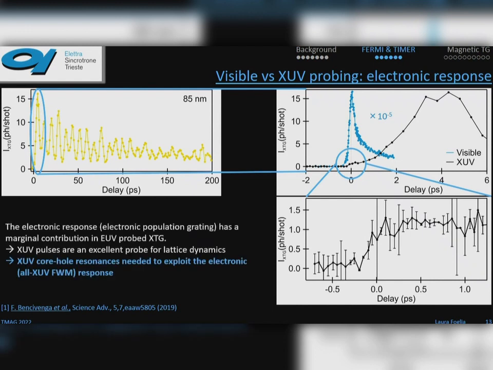So what we learn from here is that, in some sense, by playing with resonances or non-resonances, we can decide what we are probing. We can probe the lattice or the electrons, and core hole resonances are needed in order to exploit the electronic response.